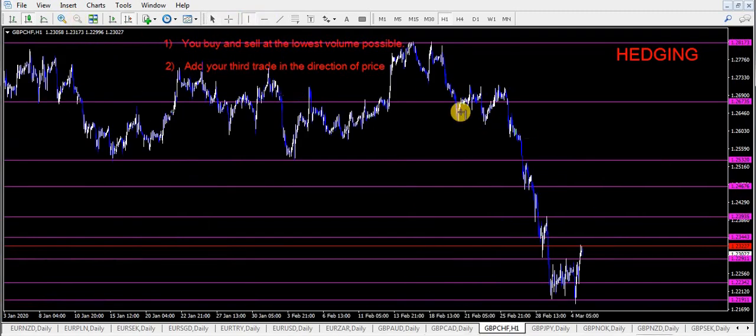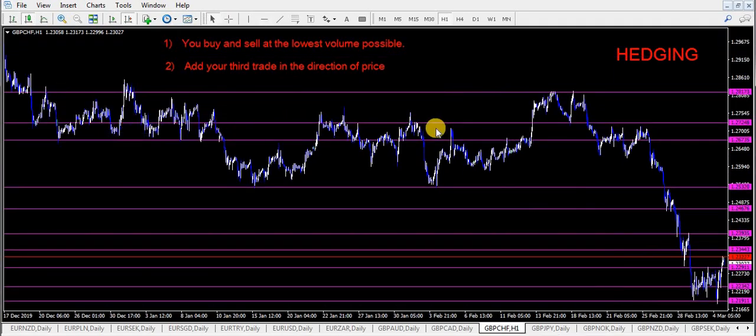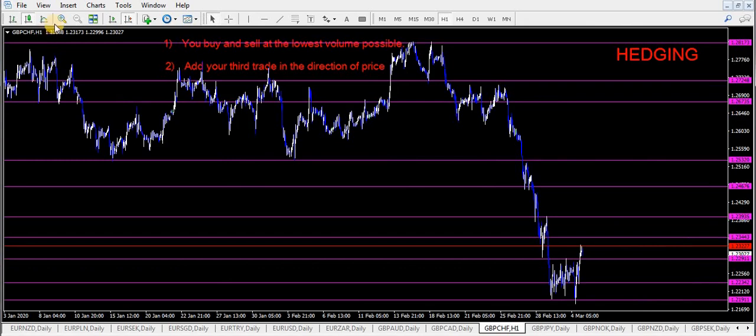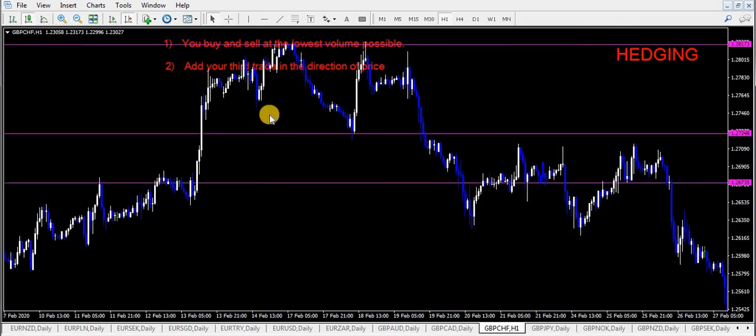So maybe there could be a level here. As you can see at this level, there's a few touches around this side. Personally, guys, I trade the daily, but I'm just doing this for the people that trade the intraday.